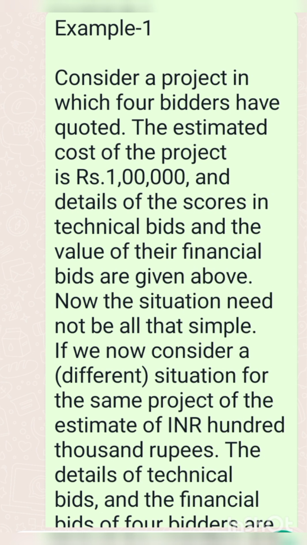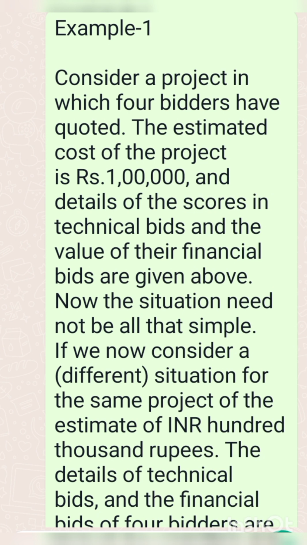Example 1. Consider a project in which 4 bidders have quoted. The estimated cost of the project is rupees 1 lakh, and details of the scores in technical bids and value of their financial bids are given above. Now the situation need not be all that simple.